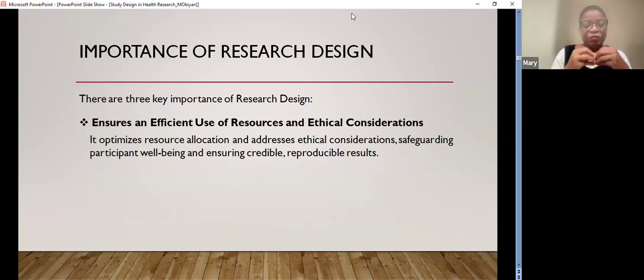And third, research design ensures an efficient use of resources and ethical considerations. This is very important. The respect, privacy, confidentiality, respecting the right of your participants, of your respondents.